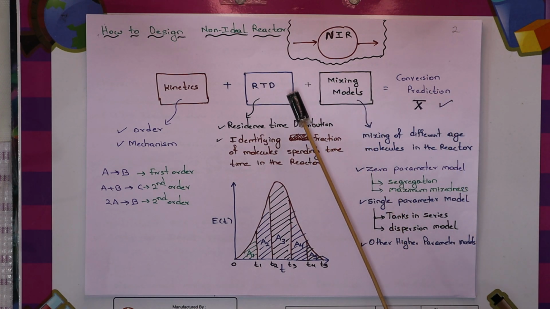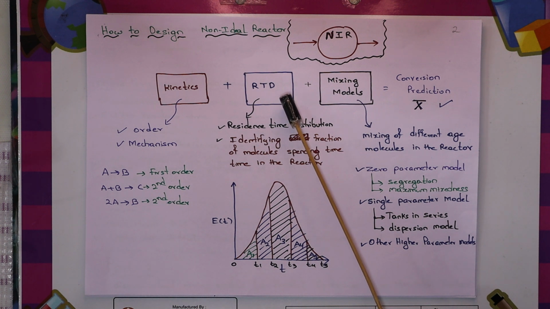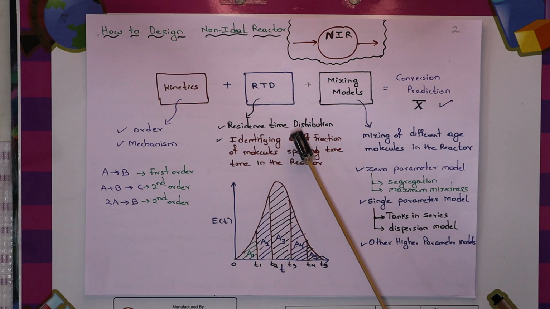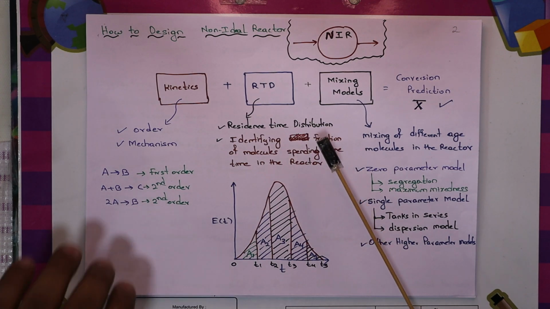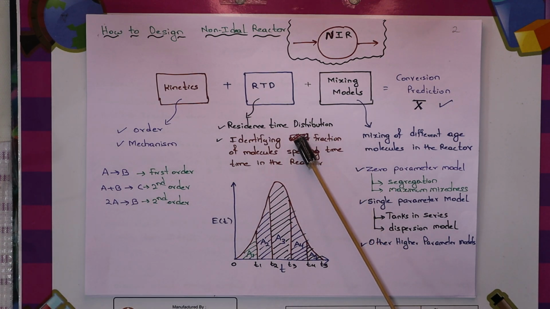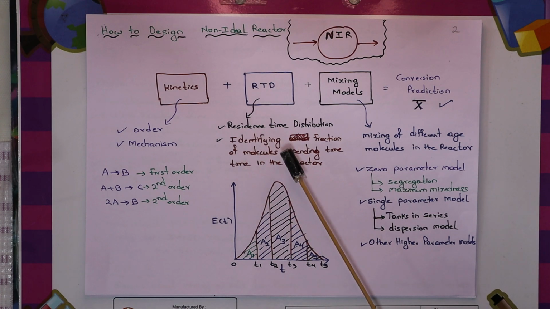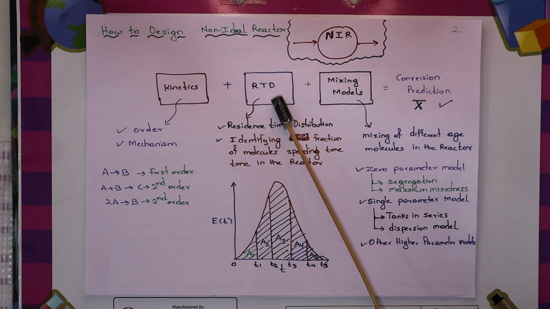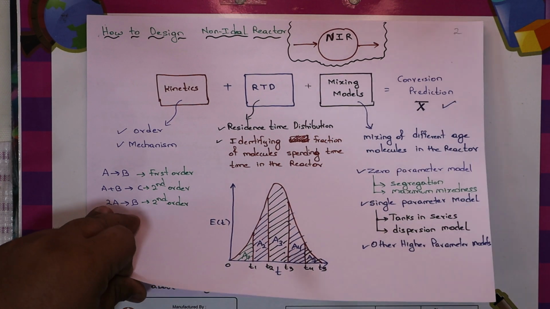And in the first few lectures, we are going to discuss getting the time information using RTD experiments. The objective is to get the residence time distributions and a few other parameters which describe the non-ideality in the reactor. So let us concentrate on getting RTD information.